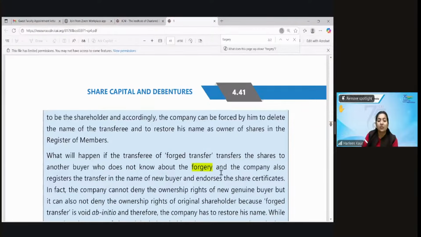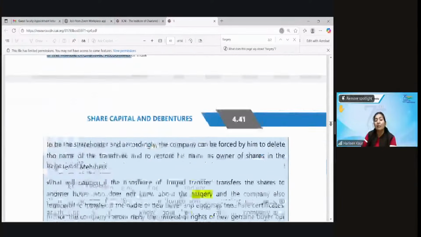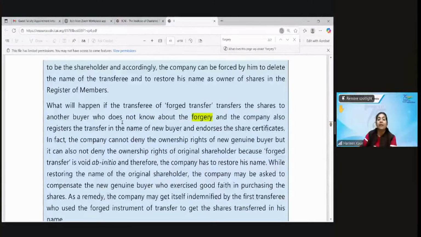What will happen if the transferee transfers the shares to another buyer? अब यहाँ तक तो जो इसने बताया, इसने वो वाला बताया जो ए ने बी को करा. ये जो इसने बताया है वो बताया है जो क्वेश्चन में बी ने सी को दिया. If he has already transferred to a new person who does not know about the forgery and the company registers it in the name of the new buyer, that is C, and endorses it further, the company cannot deny the ownership rights of the new genuine buyer. It can also not deny the ownership rights of the original shareholder because a forged transfer is always void ab initio. The company will have to restore his name. While restoring the name of the original shareholder, the company may be asked to compensate the new genuine buyer.